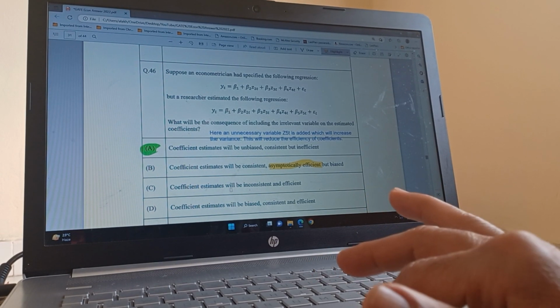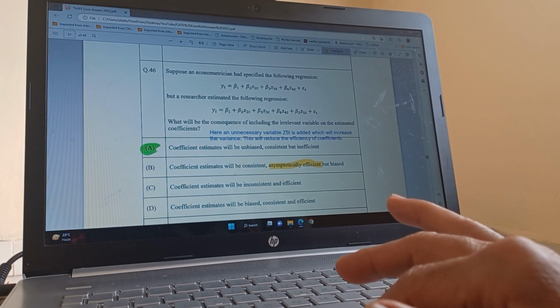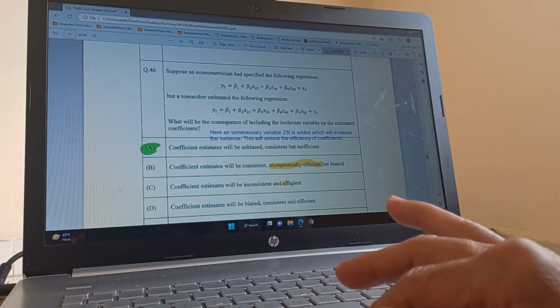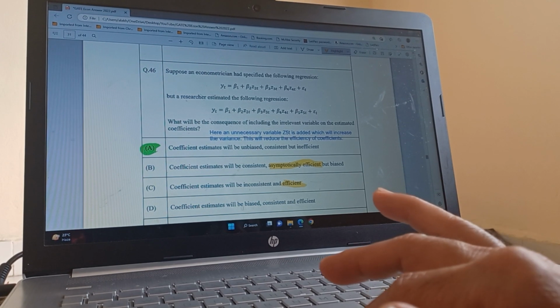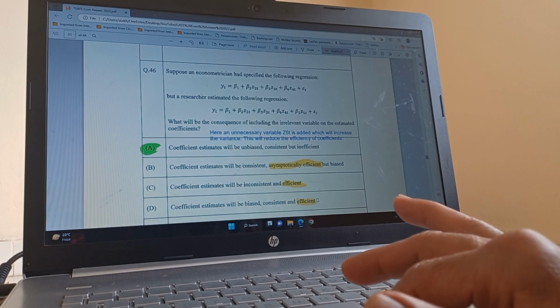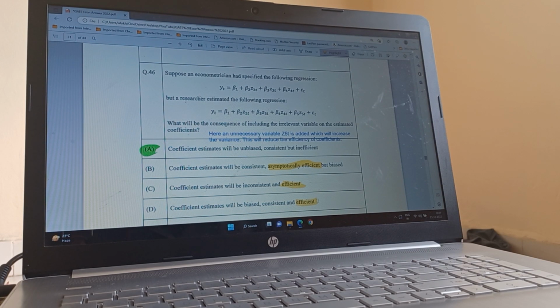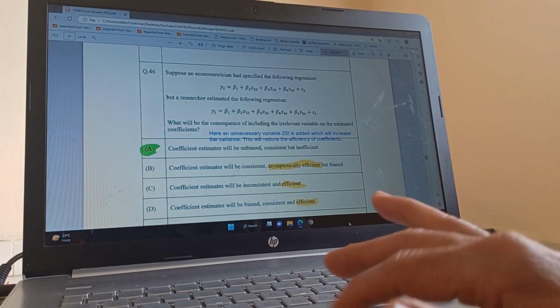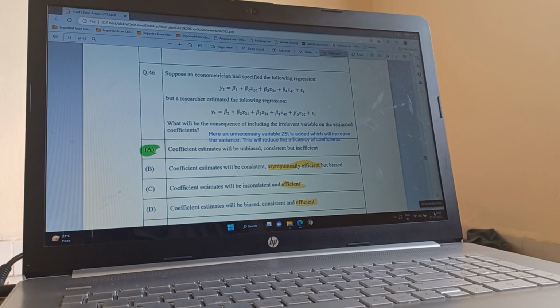And choice C: coefficients will be inconsistent and efficient. Well, they cannot be efficient because variance has increased. And choice D: coefficient estimates will be biased, consistent and efficient. So you see that all three are talking about efficient and only one is inefficient. So you can choose the answer correctly by noting that only A says inefficient and the rest three talk about efficiency. So B, C, D cannot be correct, hence A should be the right choice.